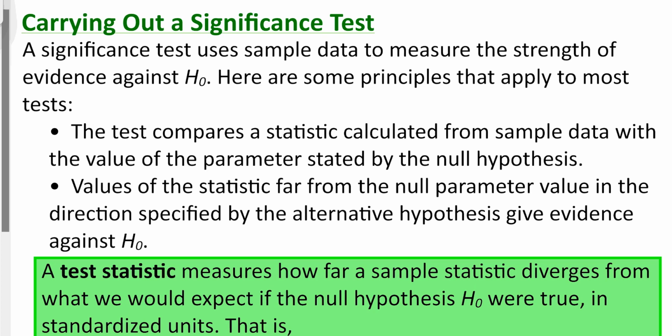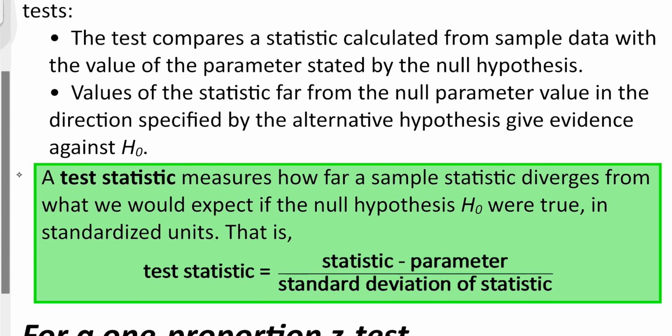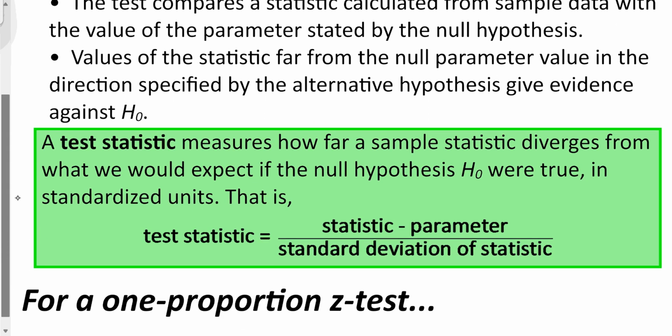But when carrying out a significance test, we're going to use sample data to measure the strength against the assumed null hypothesis. And something worth noting: the test compares a statistic calculated from sample data with the value of the parameter stated by the null hypothesis. So that's what I was just saying. Values of the statistic far from the null parameter in the direction specified by the alternative hypothesis will give us evidence against the null hypothesis. So a test statistic measures how far a sample statistic is actually away from the null.